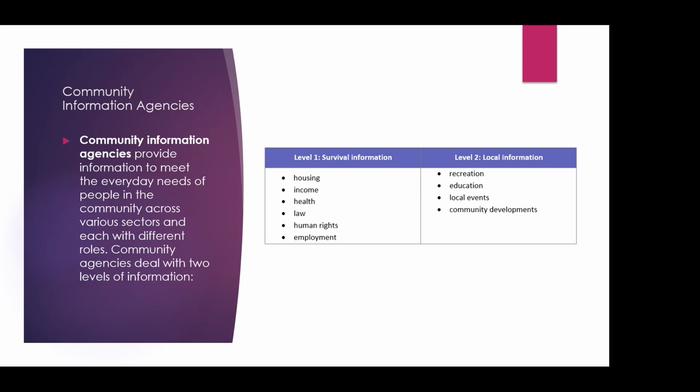Community agencies deal with two levels of information, and you can see that I've separated the levels into the first level and the second level. The first level is what people need to survive. Okay, so housing, income, health, law, human rights, and employment are all in the first level. Then we have level 2, which is local information, which is not what you need for survival, but rather the other parts of what you're living and doing in your community. So recreation, education, local events, and community developments.